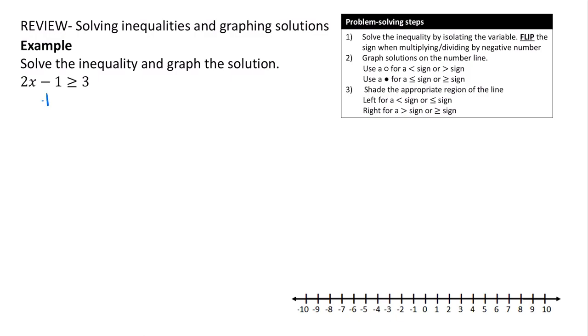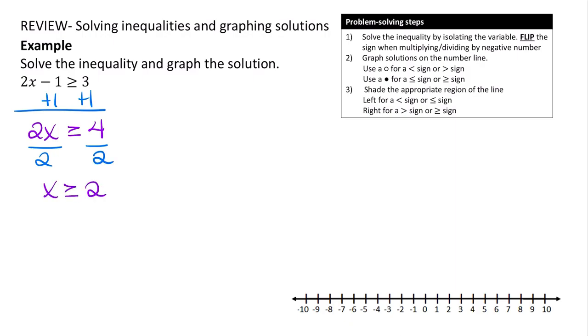So we're going to start off by adding 1 to both sides of our inequality. So when we do that, we get 2x is greater than or equal to 4. So now to solve for x, we need to divide both sides by 2. So when we divide both sides by 2, we get x is greater than or equal to 2. So now that we've solved this inequality, let's go ahead and graph our solution.